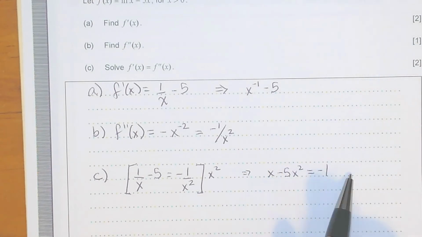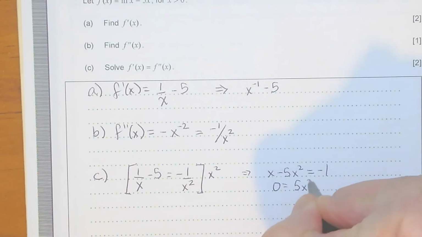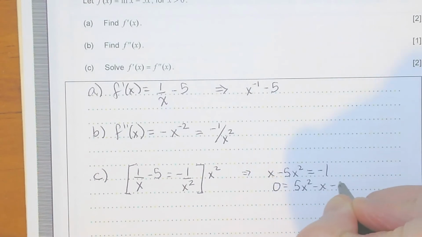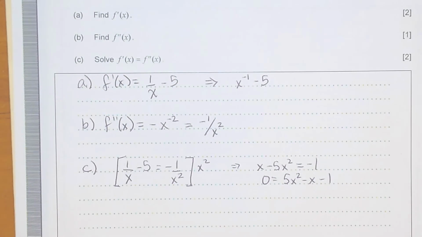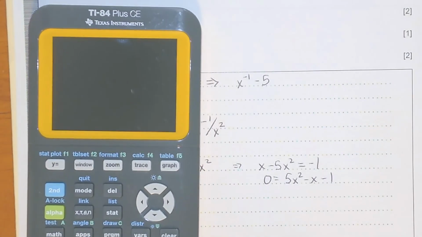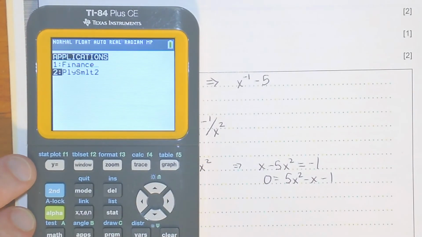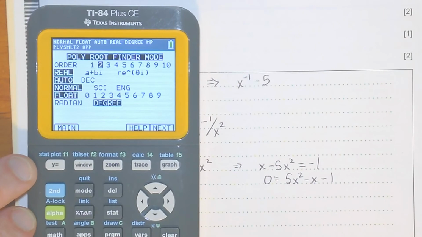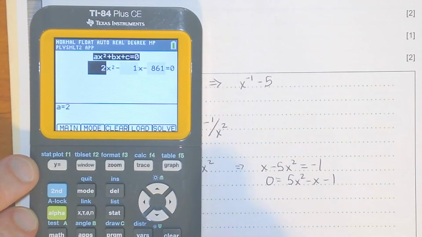I think I'll move everything to the right hand side, so I get 0 equals positive 5x squared minus x minus 1. Alright, so that's the quadratic that I need to solve. Remember, this is the calculator portion of the test. So I think I'll just go ahead and solve that here. I'll use apps, and I'm going to look at simultaneous equations 2, the polynomial root finder. Notice that the order is 2. Everything else looks fine. I'll hit next.